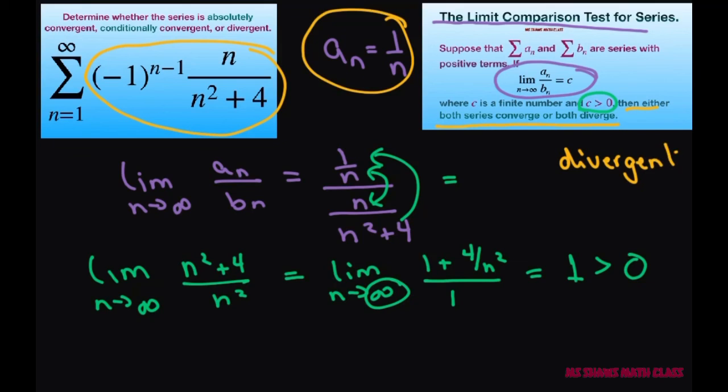Since we did the two tests and got convergent with the alternating series test, but divergent for this test, that means our series is conditionally convergent.